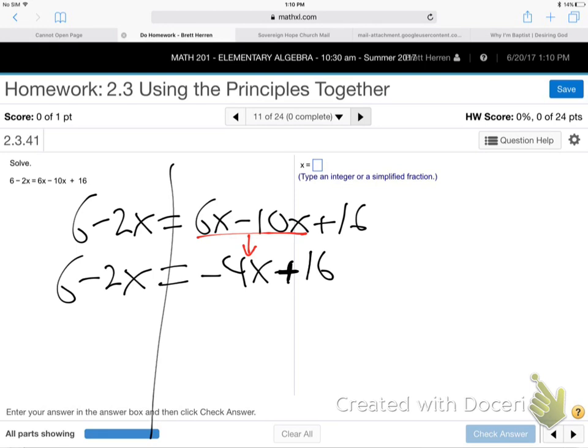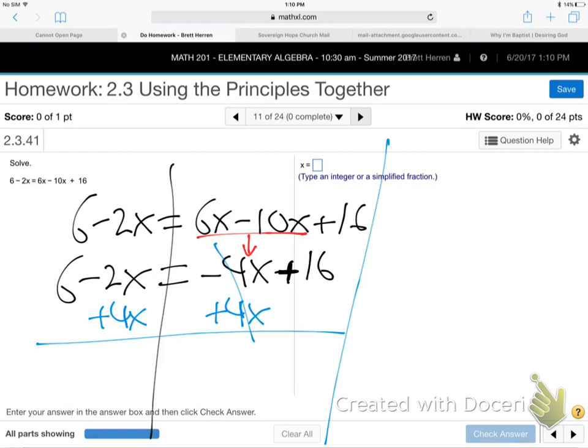Okay, so what'd you guys do? You could do the opposite of the 4x. You could add 4x to both sides. That would get rid of that one. Or you could add 2x to both sides. Do you know what you guys did? Added 2x? I don't know. I'll do it both ways. I'll do it again over here maybe.